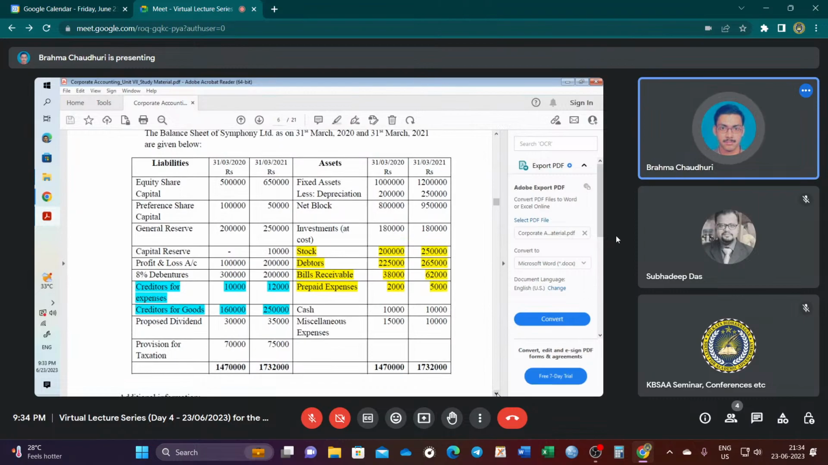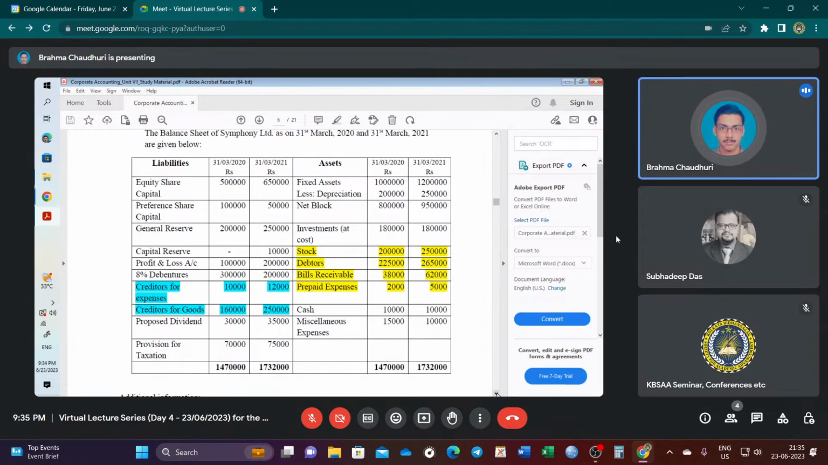So here you see the liabilities of Symphony Limited. It was 5 lakh at the beginning of 1st April 2020. That means on 31st March 2020 it was 5 lakh. Now it has increased to 6 lakh 50,000. Preference share capital was 1 lakh and it has decreased to 50,000. General reserve was 2 lakh and it has increased to 2 lakh 50,000. There has also been an increase of 10,000 in capital reserve. 8% debentures were 3 lakh as on 31st March 2020, but have decreased to 2 lakh as on 31st March 2021.